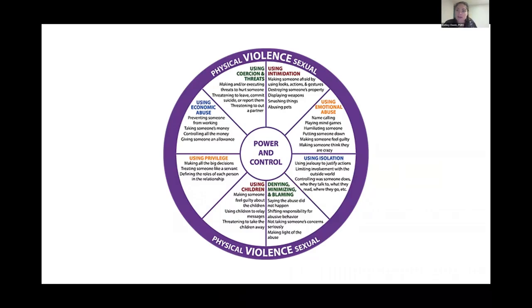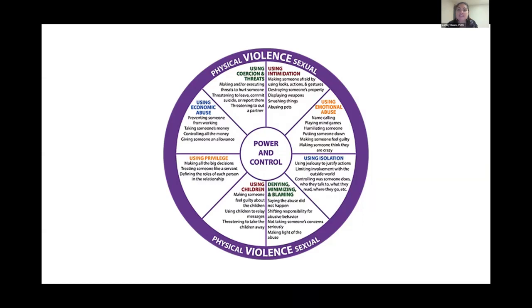So I had mentioned the power and control wheel a few slides ago. For those of you who maybe have not seen it yet, I wanted to include it because it covers all of the elements that can be part of an abusive relationship. It includes types of abuse that come out not only in physical and sexual violence, but in emotional violence and economic abuse, which, as you can imagine, has a lot of overlap with gambling. It also covers utilizing power and control as a tactic of manipulation, through things like coercion and threats, intimidation, using privilege, and denying, minimizing, and blaming. That also has a lot of overlap with violent relationships where there's also gambling going on in the home.